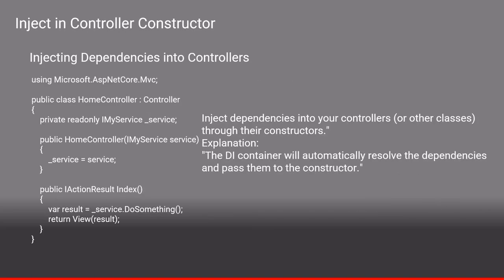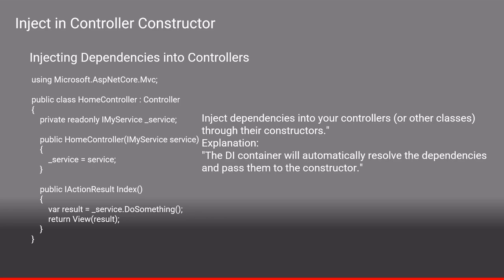Once you have registered your services with the DI container, you can inject them into your controllers or other classes through their constructors. This is known as constructor injection. In the constructor of your controller, declare a parameter of the interface type that you want to inject. The DI container will automatically resolve the dependency and pass it to the constructor.